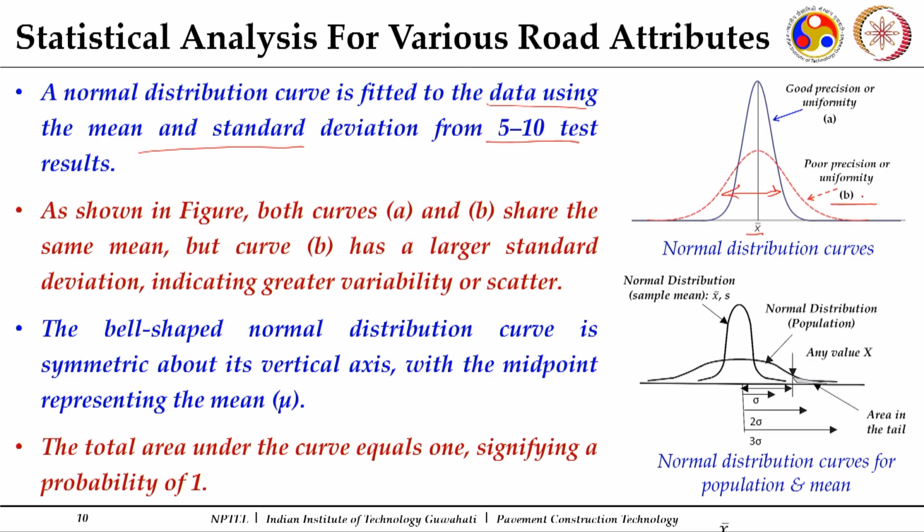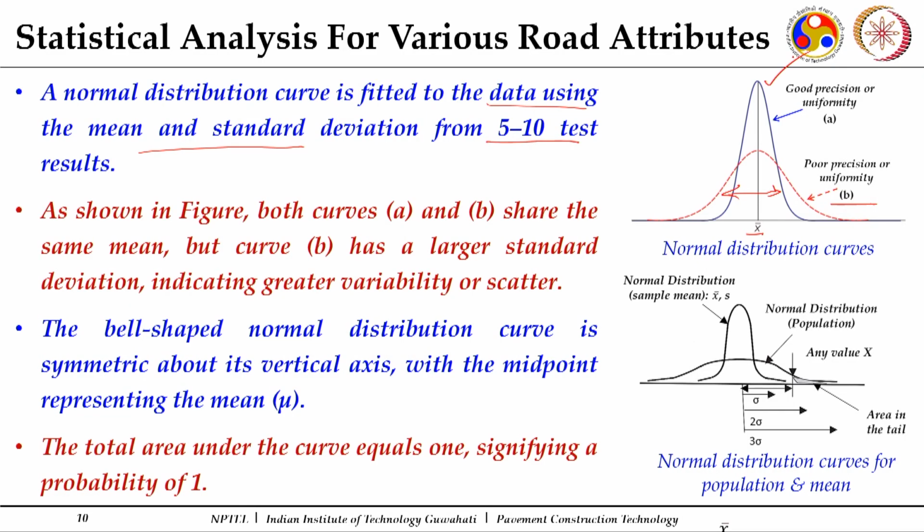However, the mean in both cases is the same, but the dispersion differs. In one particular set, where the control is not good, the dispersion of the results or the variability will be high compared to a project where the variability is less. I will always look for a project which has good quality control, so that the variability of my characteristic property is less. As shown in the figure, both curves A and B share the same mean, but curve B has a larger standard deviation, indicating greater variability or scatter. So, that is not preferred.